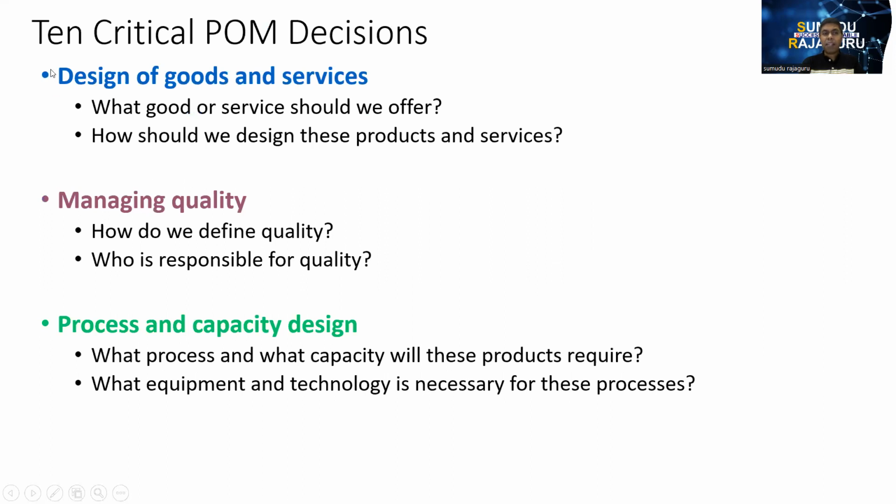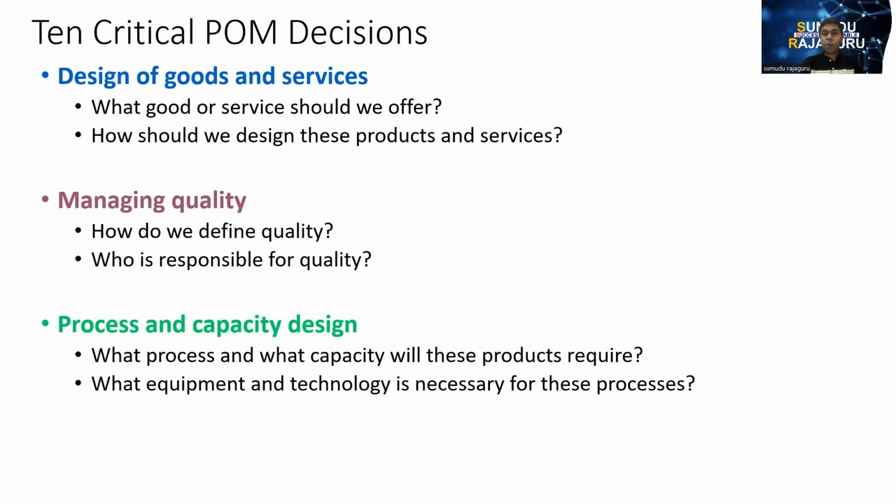Now, there are 10 critical production and operation management decisions. What are those? The first is design of goods and services. That means we have to decide what the designs of goods and services are. When we take that decision, we can ask ourselves: what good or service should we offer? How should we design these products and services?